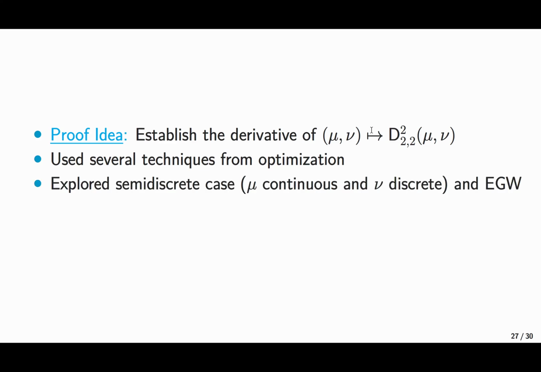We also explore other cases such as the semi-discrete case, where the input is continuous while the output is discrete, and also the EGW distance. The latter case is much more regular, so EGW is actually easier to analyze. But still, I think there are some non-trivial techniques used there to get asymptotic distributions. Any questions?